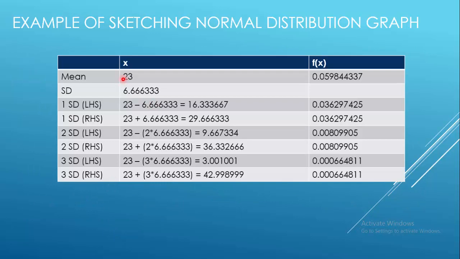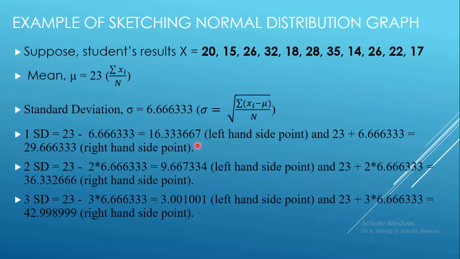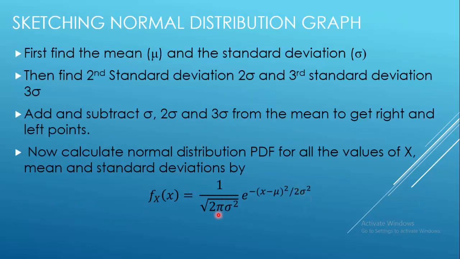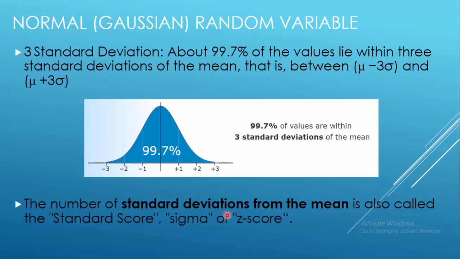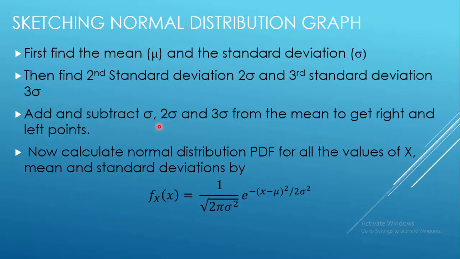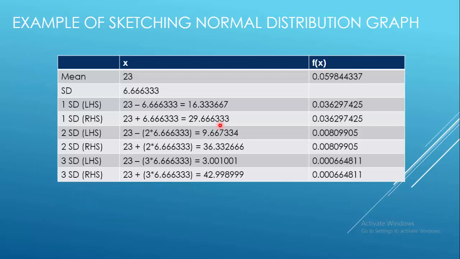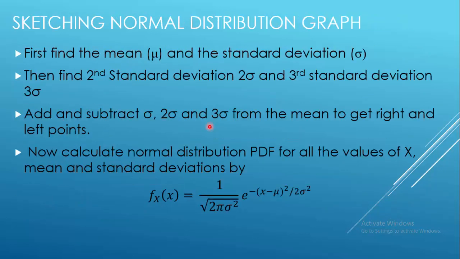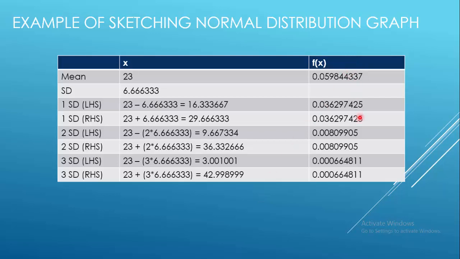These values which we have calculated here are shown over here again, and these values are plugged into this PDF equation. So now we know that 2 and pi are constants. Sigma value we already know, it is 6.66. e raised to the power minus. Now this value of x will be different for each one. For example, first we will place 23, then 16.33, 29.66. So putting these different values of x over here gave us these values of f of x.